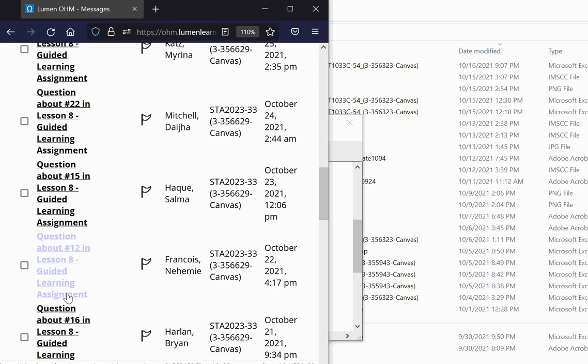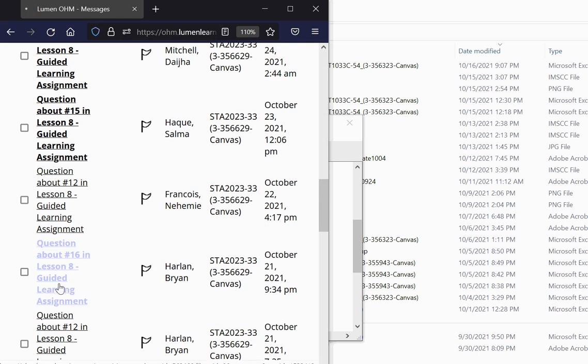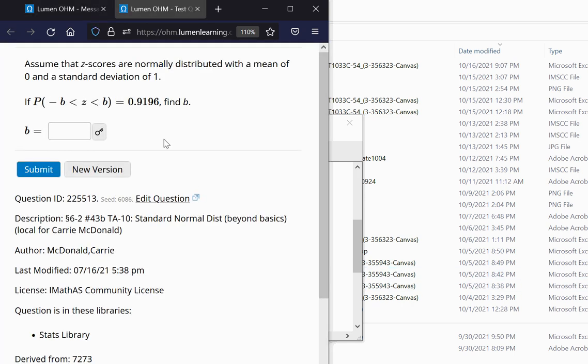Then we have another one, number 16. Assume that z-scores are normally distributed with a mean of 0 and a standard deviation of 1, and find B. Okay, this is like that first question we did tonight, where you know what the area is, but you need to find the boundaries. And it's a between area with the boundaries being negative b and positive b, which means they're the same distance from 0. So again, all we have to do is take 1 minus this, and then half of that, and then use norm.inverse.